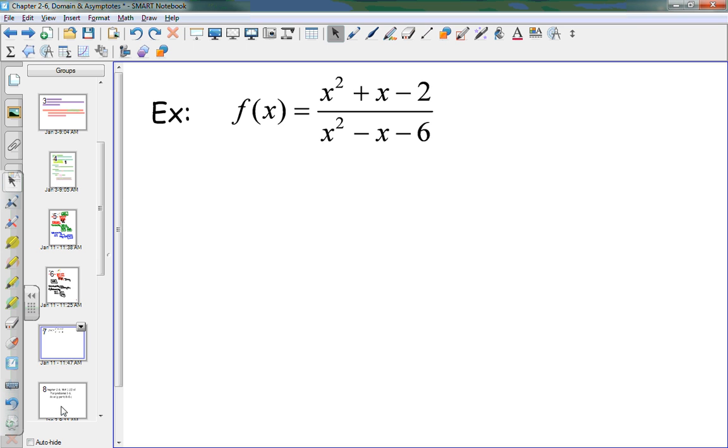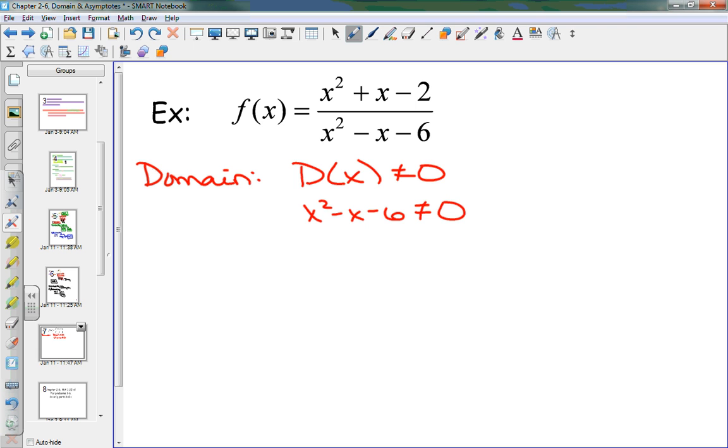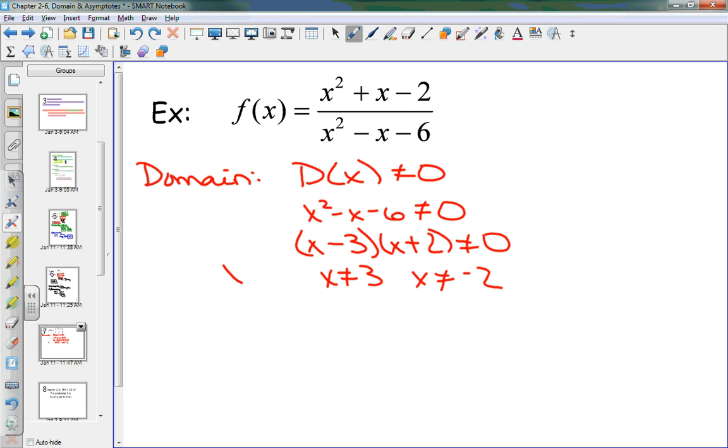Domain. D of x cannot be 0. So x squared minus x minus 6 cannot be 0. X minus 3, x plus 2 cannot be 0. X cannot be 3. Cannot be negative 2. Right? That is your domain. So just put x's and them with the reals in front, and then put an and sign in between, and you're good.